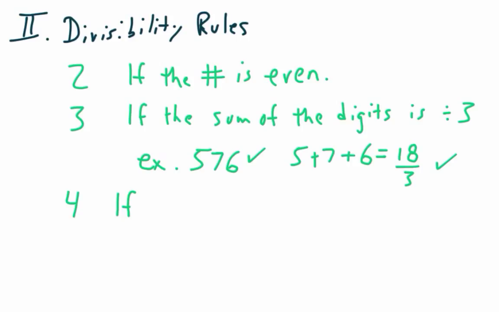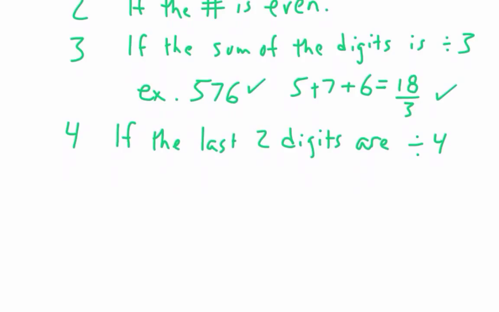Number 4. Something's divisible by 4 if the last 2 digits are divisible by 4. The reason this works, 100 is divisible by 4, right? 100 divided by 4 is 25. So as soon as you get to that third digit, if you have 100, that's divisible by 4. So it only matters what's after the 100. Or 200, well, that's divisible by 4 too. So 200 and something, it only matters the last 2 digits.